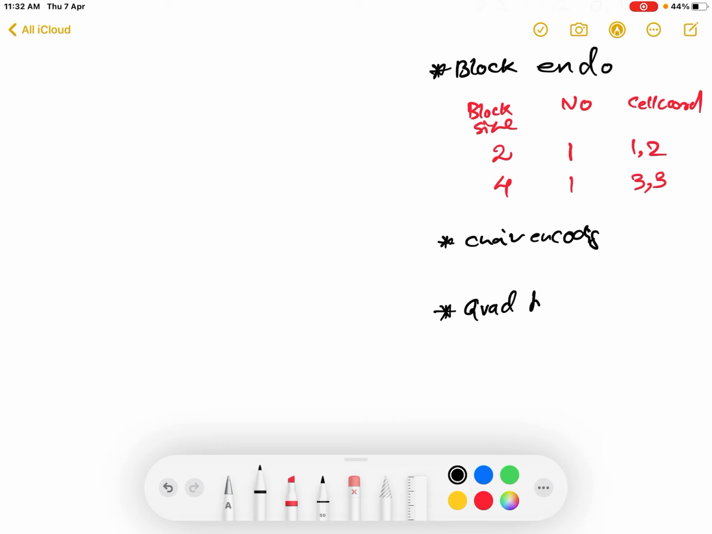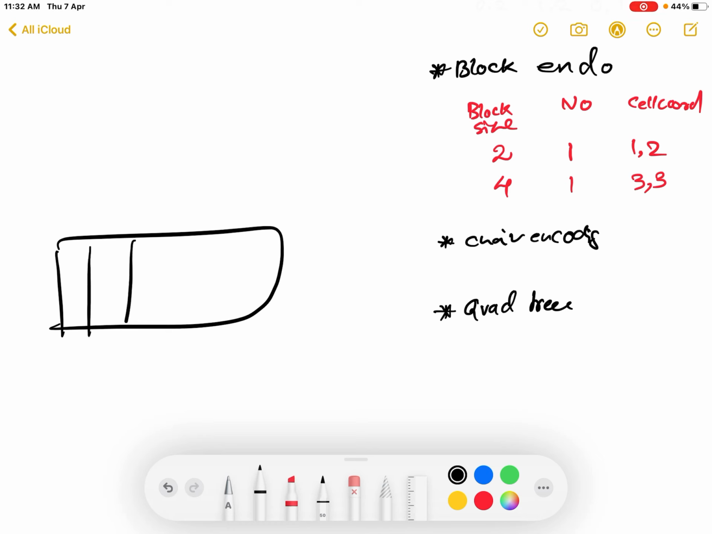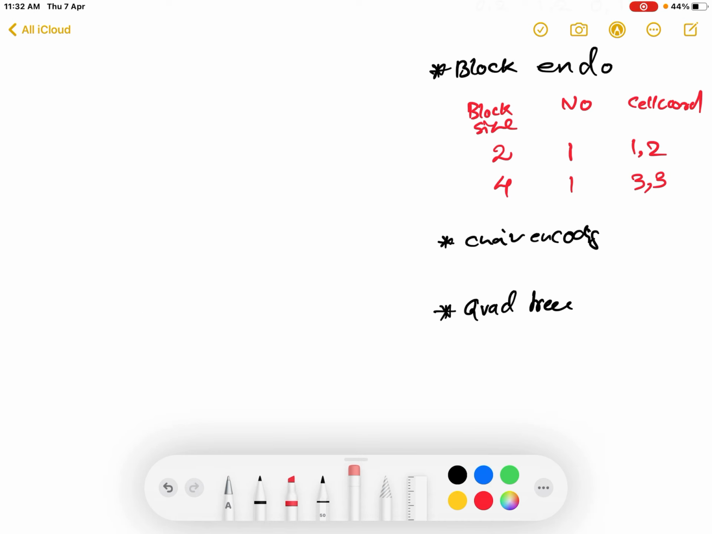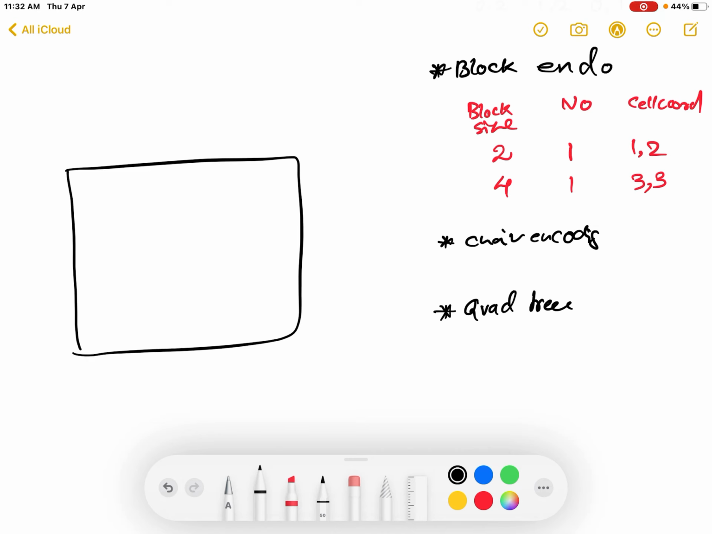Okay, so the next one, the final one, is called quadtree encoding. In quadtree encoding, what we are doing is that if this is the grid, so this is the grid, okay?